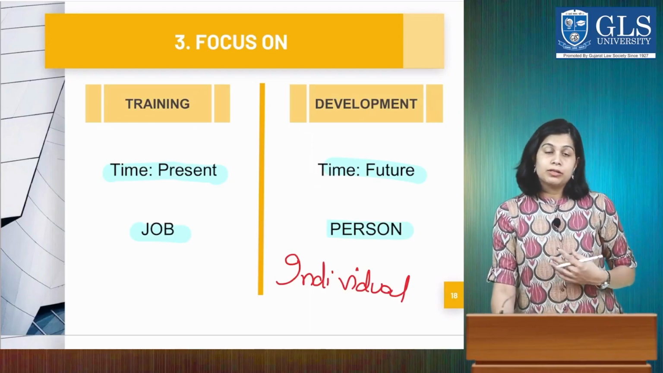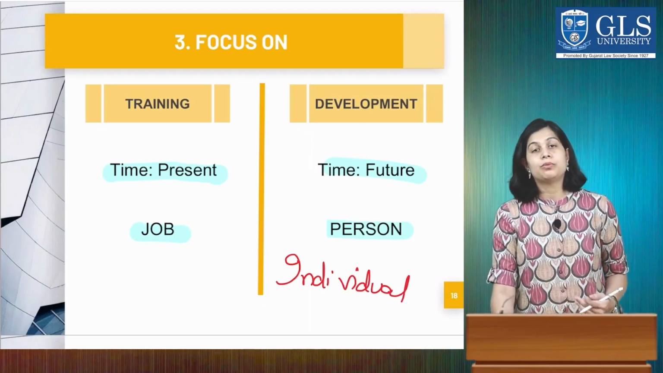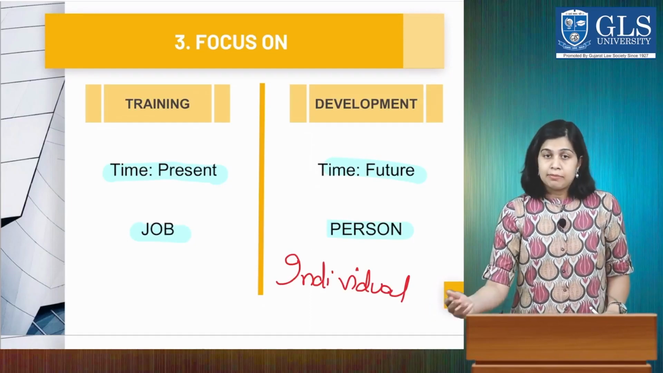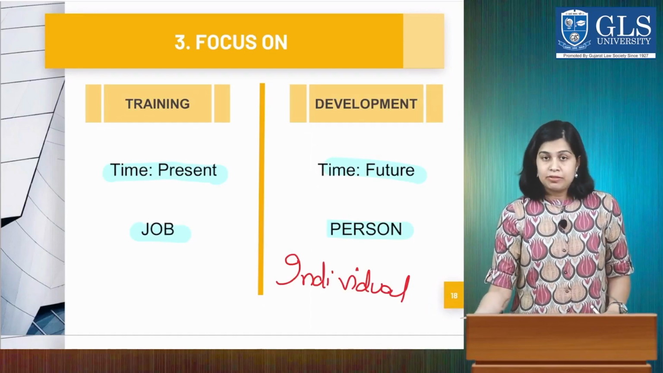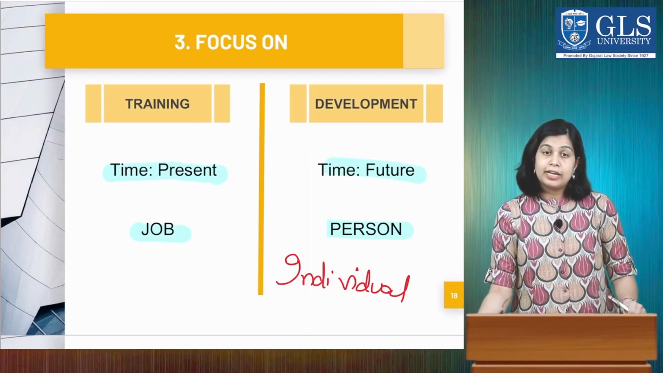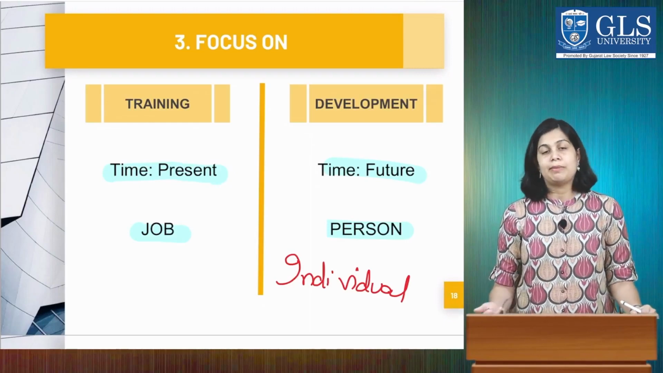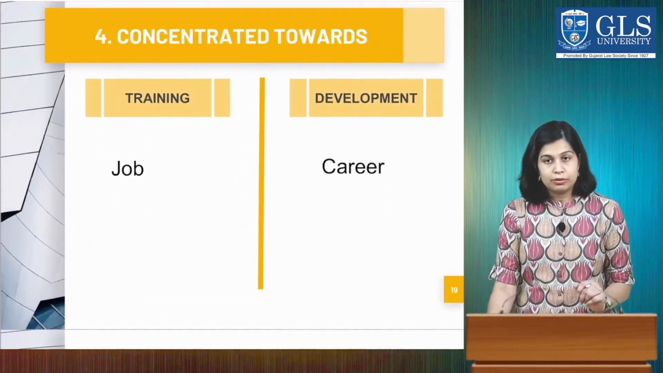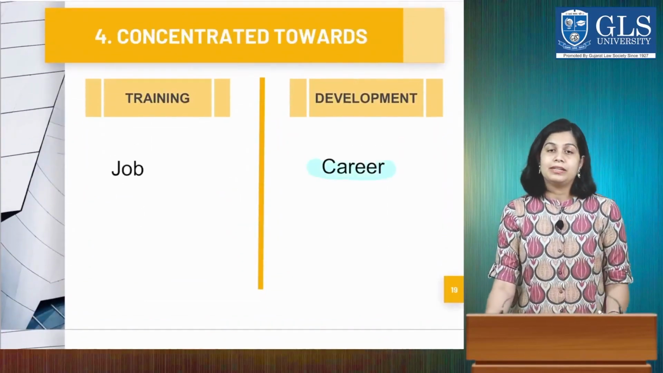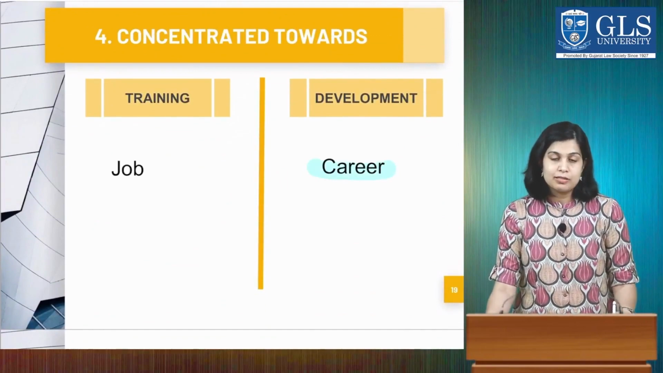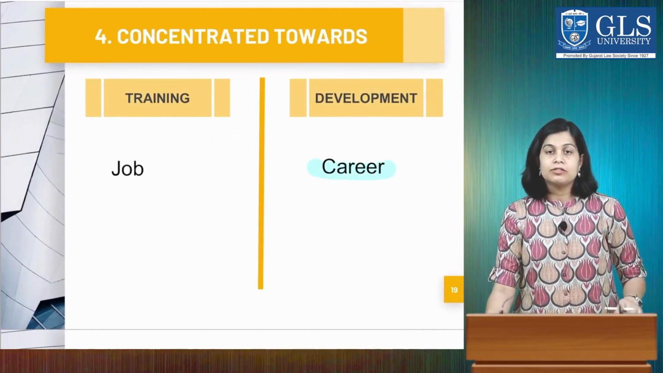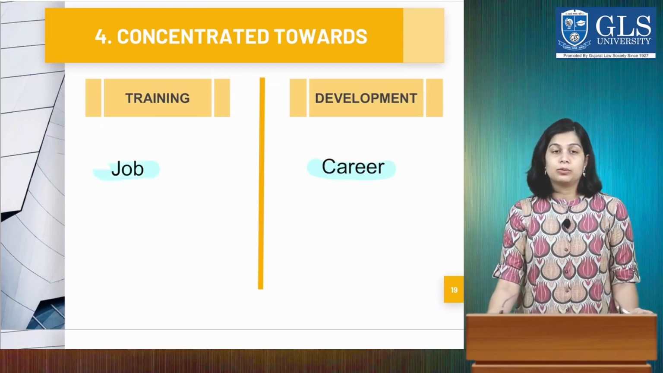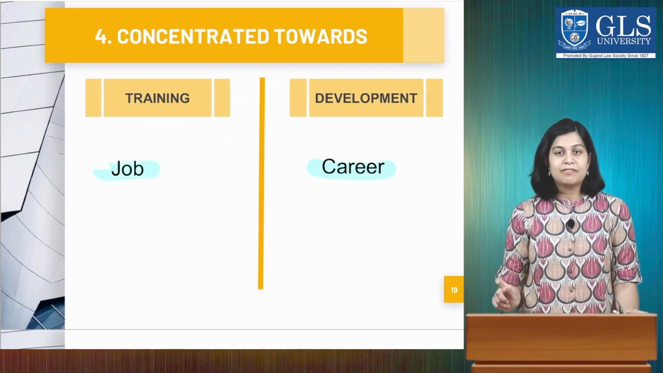It is up to the person how he or she wants to develop. People have different aims, different vision, different dreams, different passion. So, based on their individual goals, development can be focused upon. And therefore, development is career oriented because it is person to person. It is individual based. On the other hand, training is concentrated towards the job, a specific job.